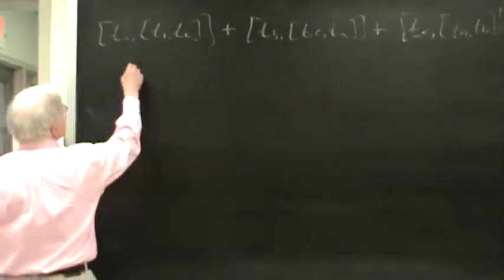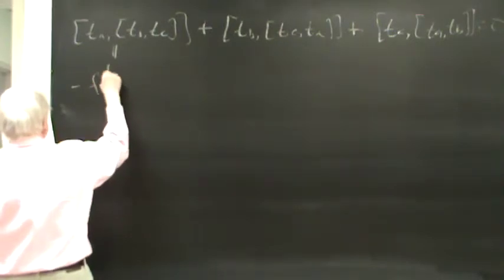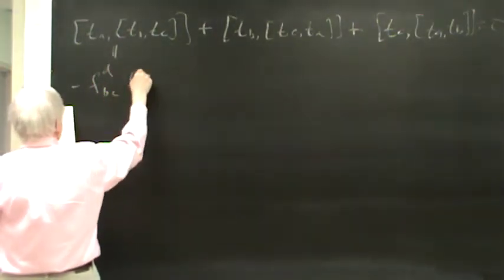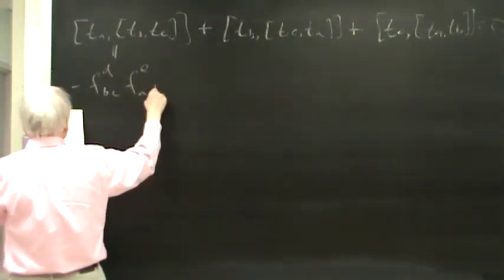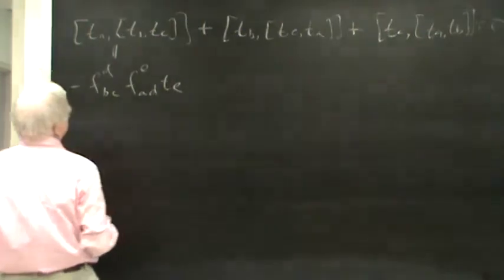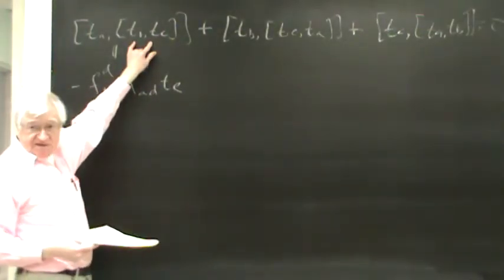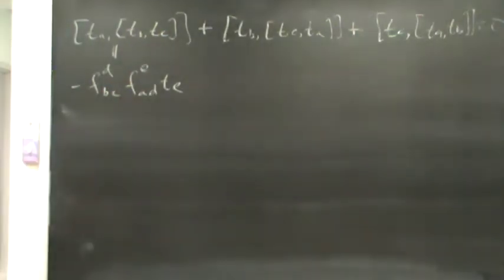What you get is that this term is minus f_DBC f_EAD T_E. In other words, this guy here is going to be the structure constants. Maybe I should do one of them. Okay, so let's do T_A, T_B, T_C.